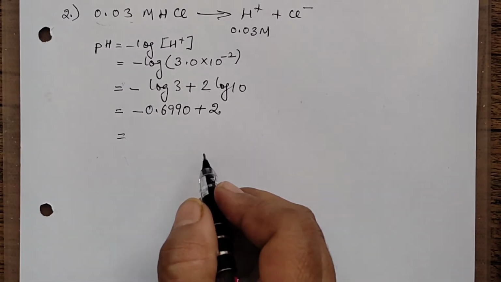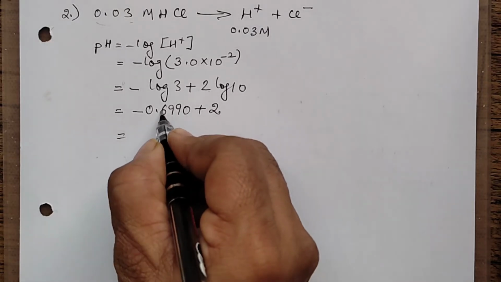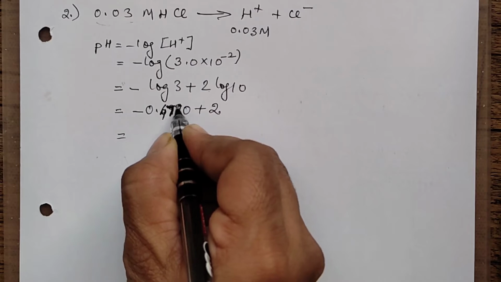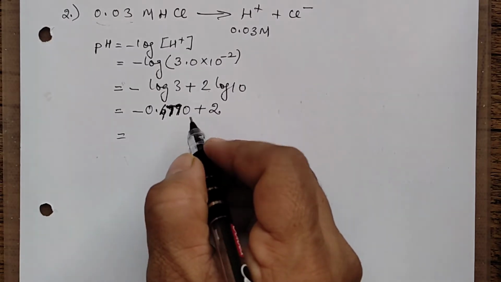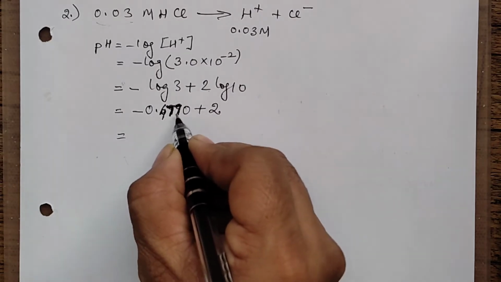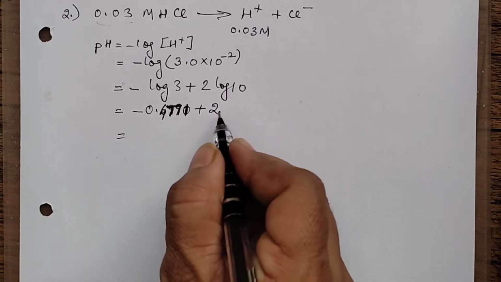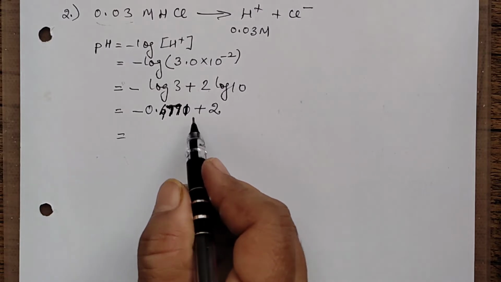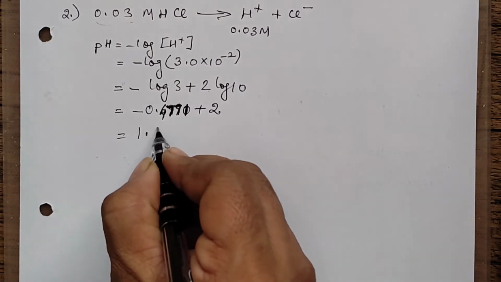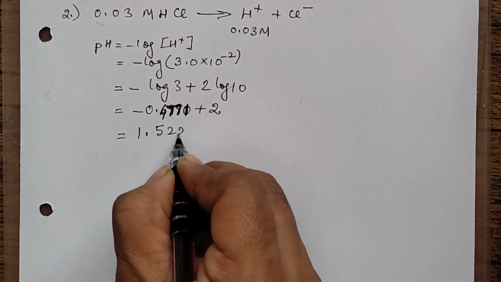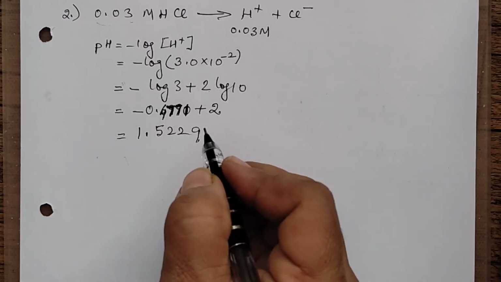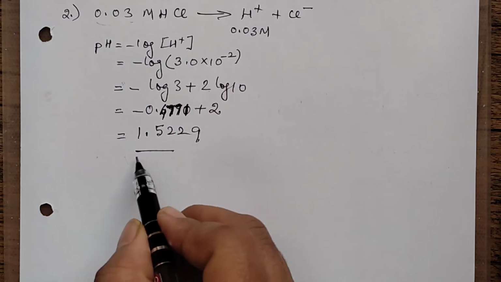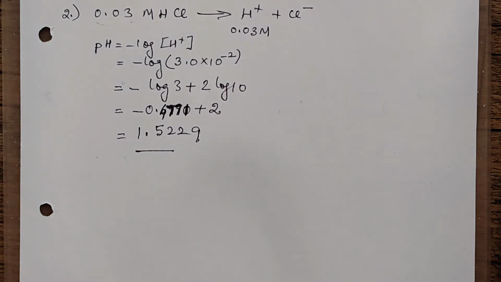Sorry, the log 3 value is 0.4771. From the log table if you read, it is 0.4771. Right, so from 2 you will subtract this. 2 minus 0.4771. So you will get it as 1.5229. Okay. So the answer for this question is the pH of HCl is 1.5229.